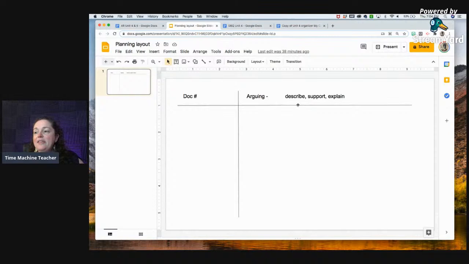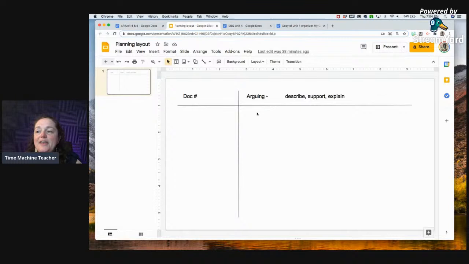And then what would I use to describe this? What would I use to support? And am I going to explain this? Am I going to talk about point of view? Am I going to talk about audience? Or what's the other one? Historical context and intended audience, purpose. That's the one I'm missing. And so you can put that just right here in this little area.